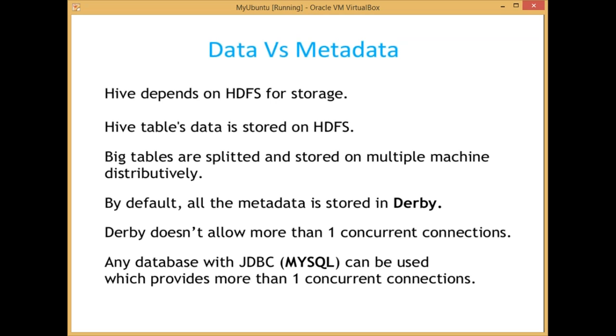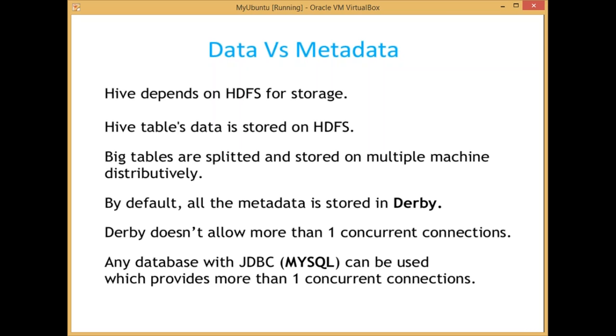So the next slide we have is data versus metadata. If I talk about RDBMS, Oracle, Microsoft SQL Server, Teradata, in those softwares, data and metadata both are stored at the same place. Data means your actual tables data, and metadata means your table definition, table name, column name, their data type, which one is primary key, and all other stuff.